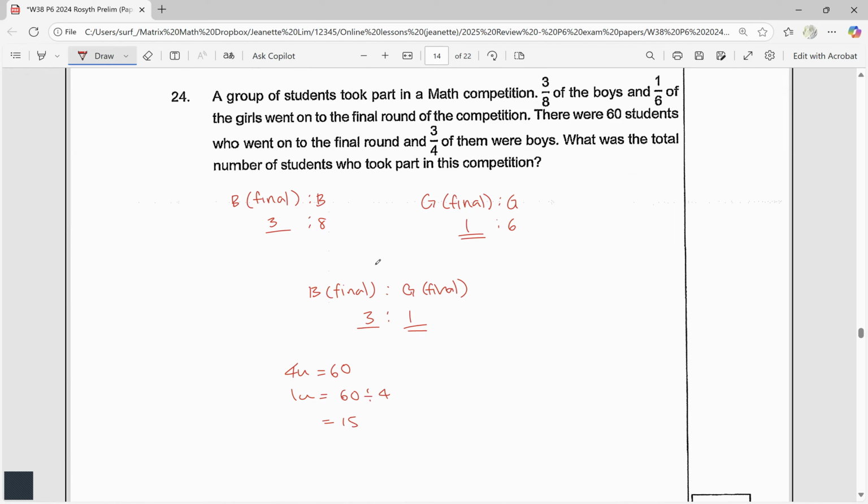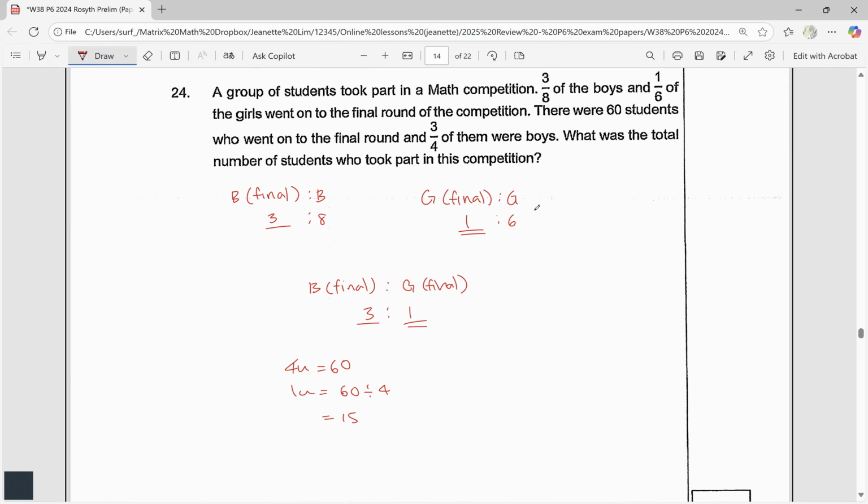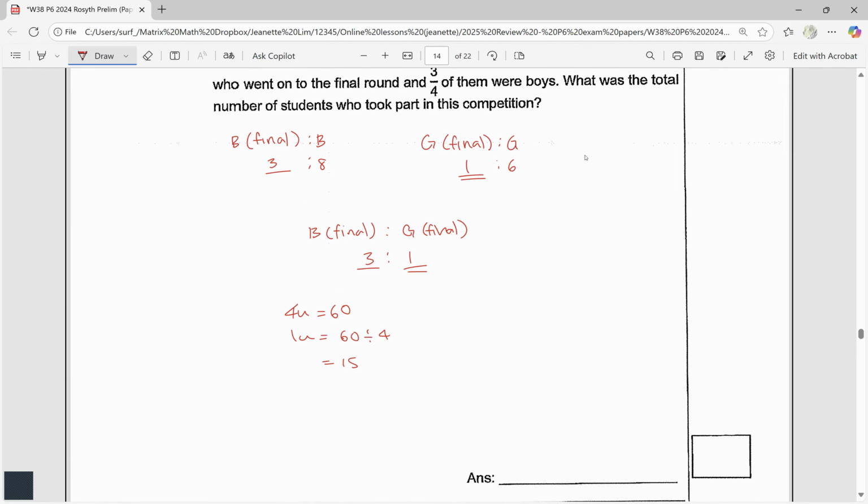Total number of students who took part in the competition will be boys plus girls. Don't add too many units, it's just 8 and 6. 14 units. So 14 units would be 14 times 15. Okay, so answer 210.